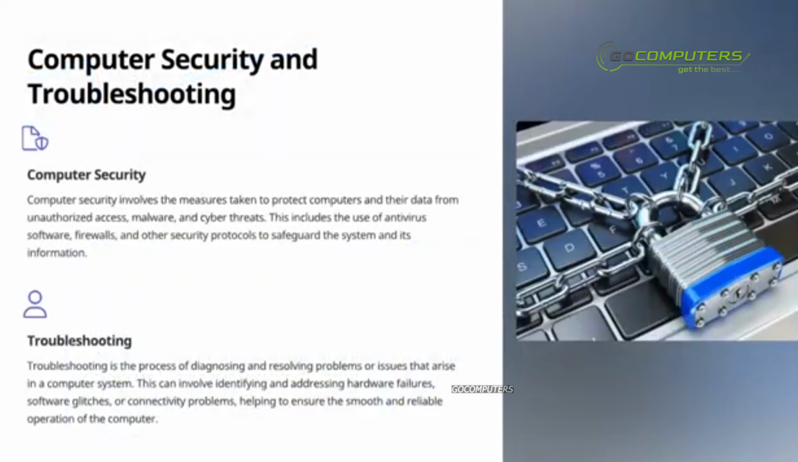Computer security and troubleshooting. Computer security. Computer security involves the measures taken to protect computers and their data from unauthorized access, malware, and cyber threats. This includes the use of antivirus software, firewalls, and other security protocols to safeguard the system and its information. Troubleshooting. Troubleshooting is the process of diagnosing and resolving problems or issues that arise in a computer system. This can involve identifying and addressing hardware failures, software glitches, or connectivity problems, helping to ensure the smooth and reliable operation of the computer.